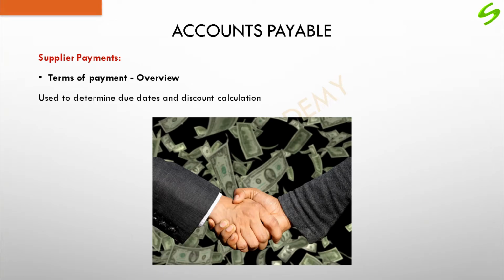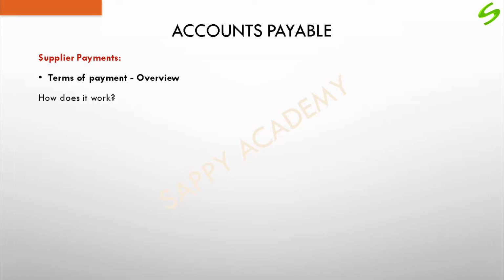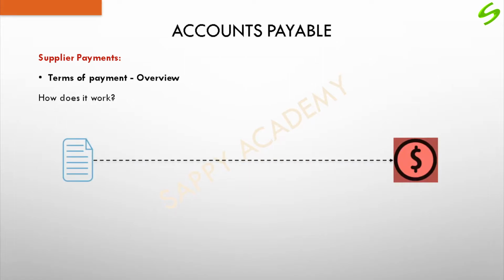Terms of payment. Terms of payment are used to determine due dates and discount calculation. Let's see how terms of payment work. Earlier we have seen that we receive invoices and ultimately we have to make payments. But to make payments, there will be certain terms agreed between the business partners, our supplier and the company. Let us look at those terms.